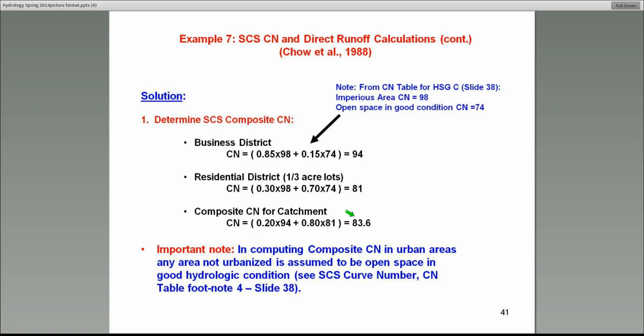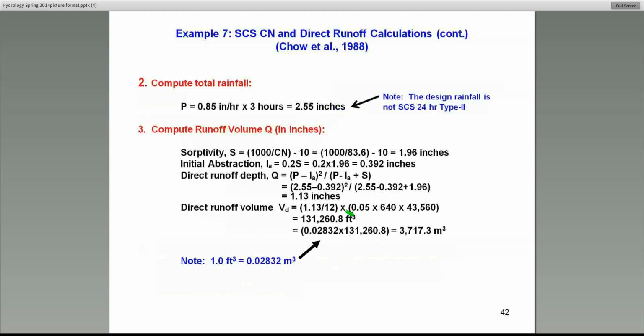Now I'm going to use that curve number to calculate a couple of things for you. My goal, remember, is to calculate the direct runoff volume in inches. In order to get there, we first have to know what the total rainfall depth is, as required by the SCS method. In this case, total rainfall P is 0.85 inches per hour times 3, so you get 2.55 inches. Remember, I specified this design rainfall. In general, SCS uses a 24-hour rainfall, and they will tell you what that cumulative rainfall is for your area.